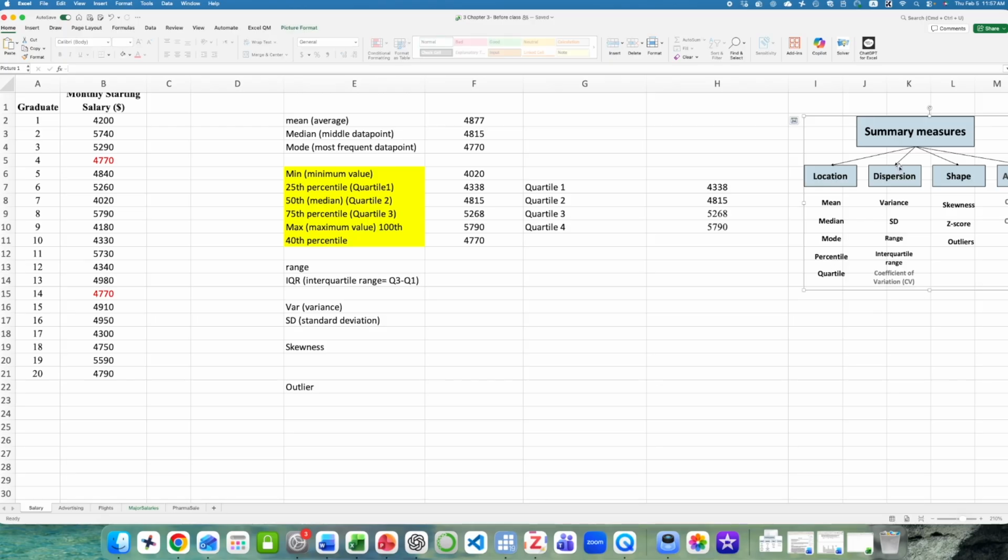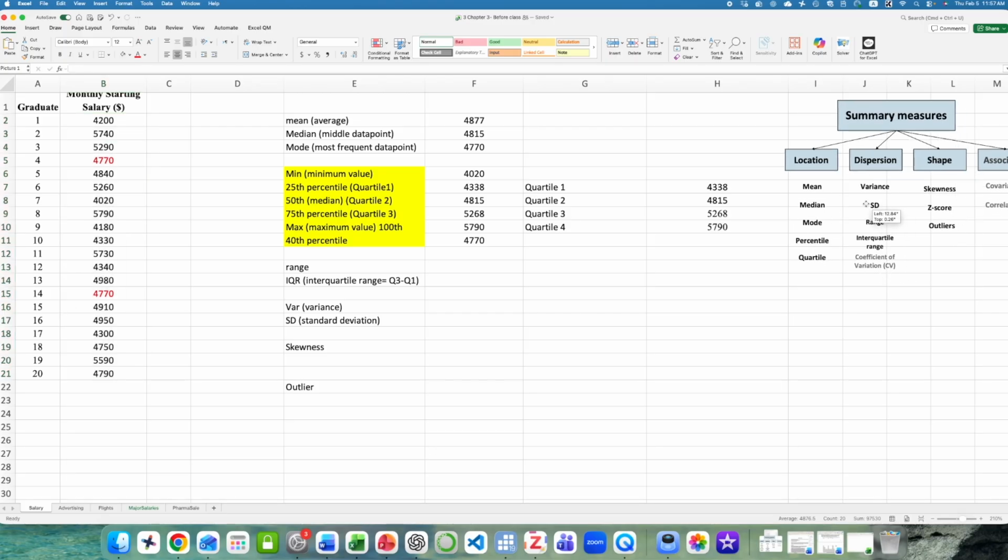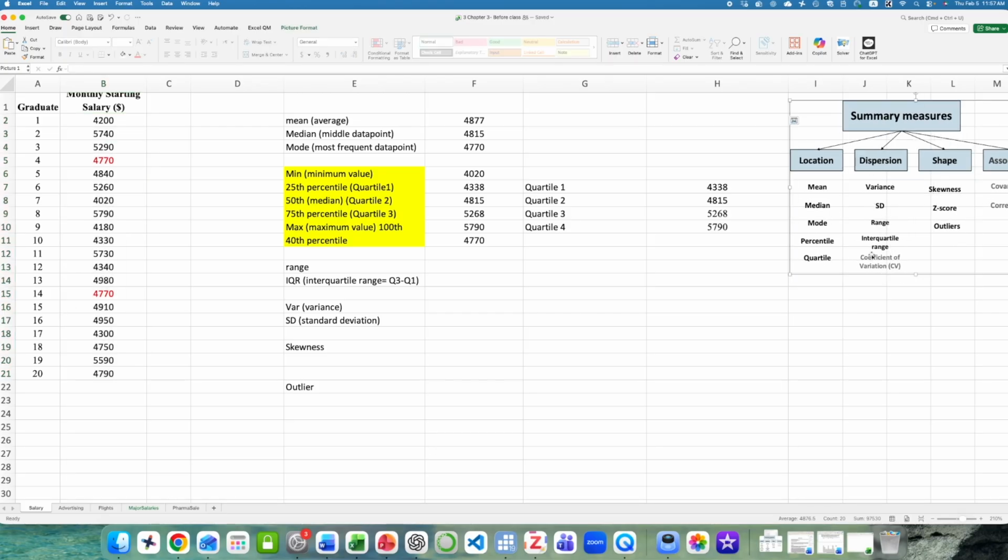Now we are going to move into dispersion measures. Dispersion measures tell us how spread out the data are. So for example, how these salary measures are spread out. We have different items for the dispersion measure, including variance, standard deviation, range, interquartile range, and coefficient of variation.